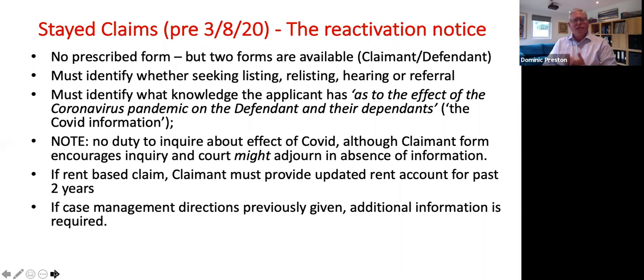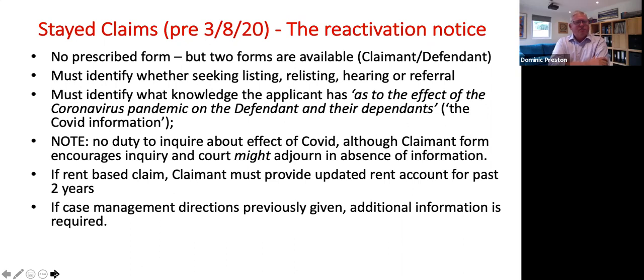So let's look at stayed claims pre-3rd of August 2020. Now I know that stayed claims theoretically also includes claims before the 9th of September, but I want to emphasise again that the date I've got in mind is the 3rd of August 2020. But those claims require a reactivation notice. There's no prescribed form, but there are 2 forms available. They seem to be fairly well written out. They've got good reminders of what you need in there. I would be using them if it was me.